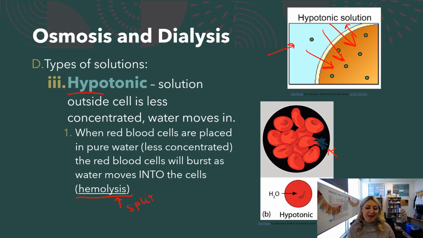So if you have a patient who is drinking distilled water, which has no ions in it, no solute concentration, they're putting themselves at risk for having hemolysis of their blood cells because they are putting in water that has a lower concentration of solutes than their cells. Yikes.